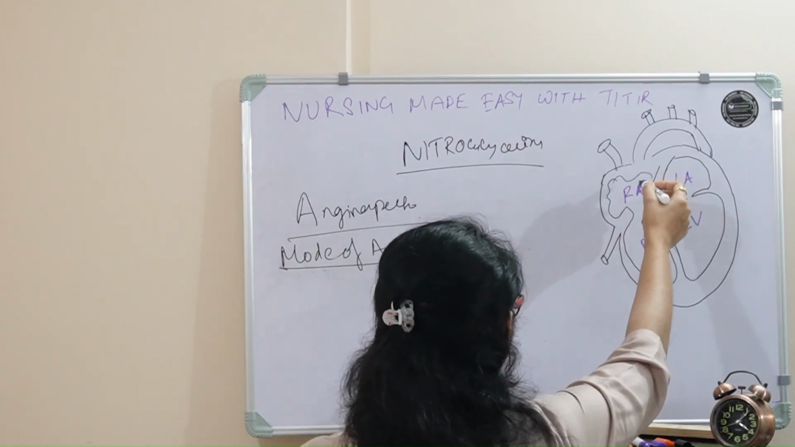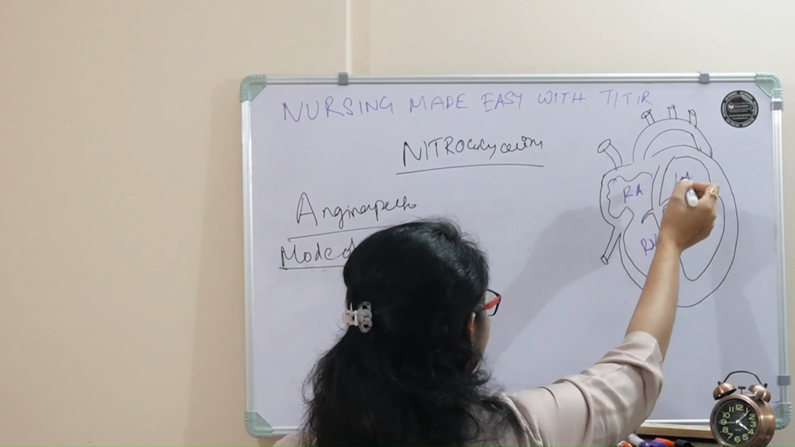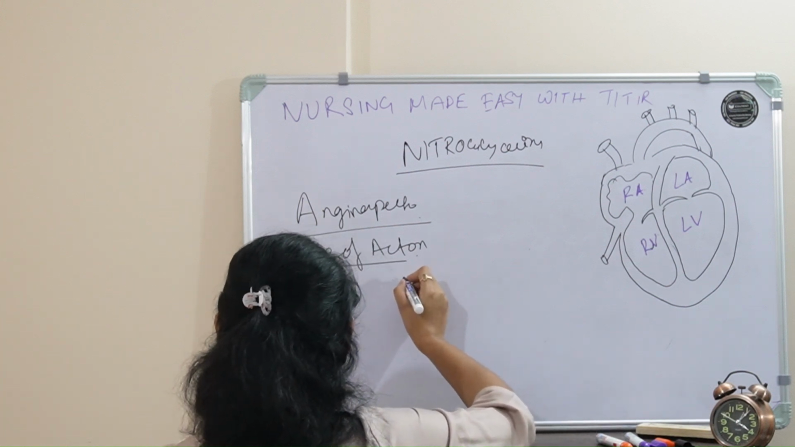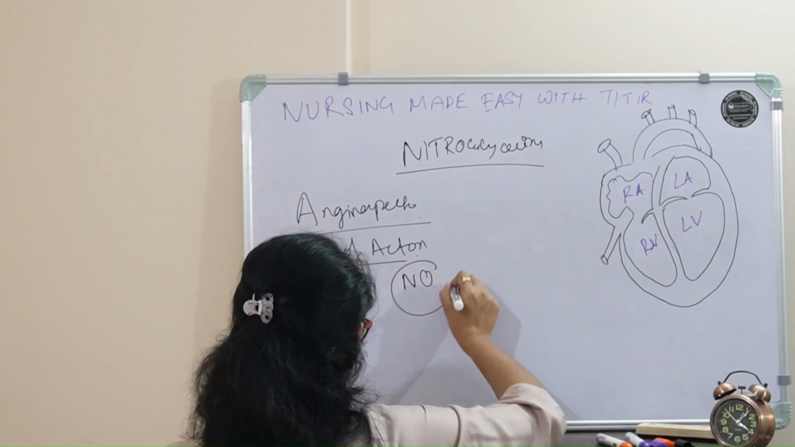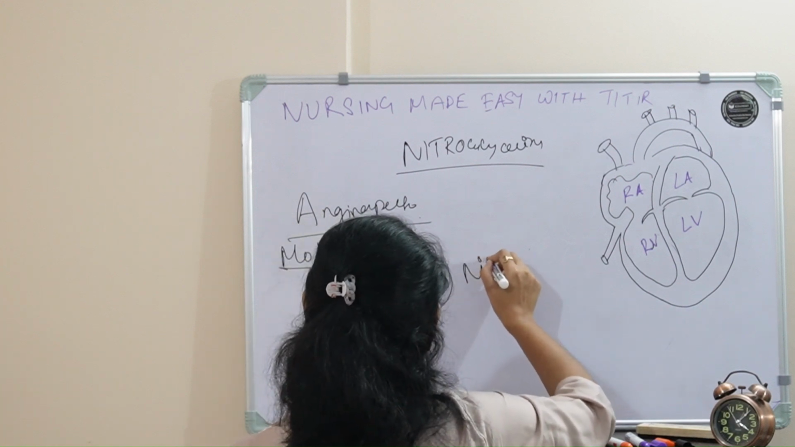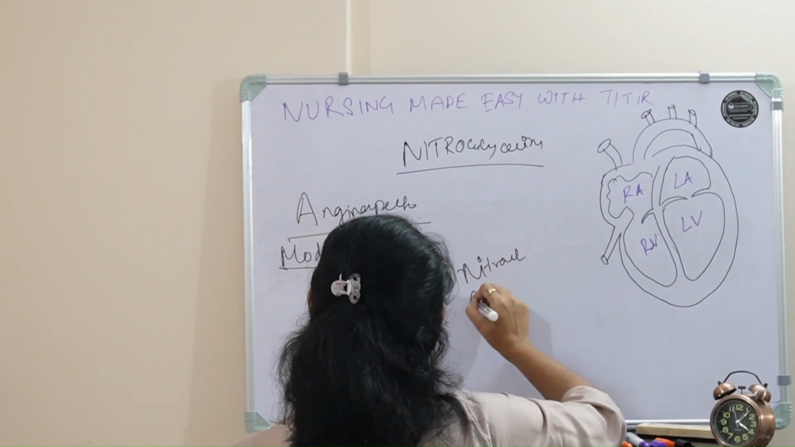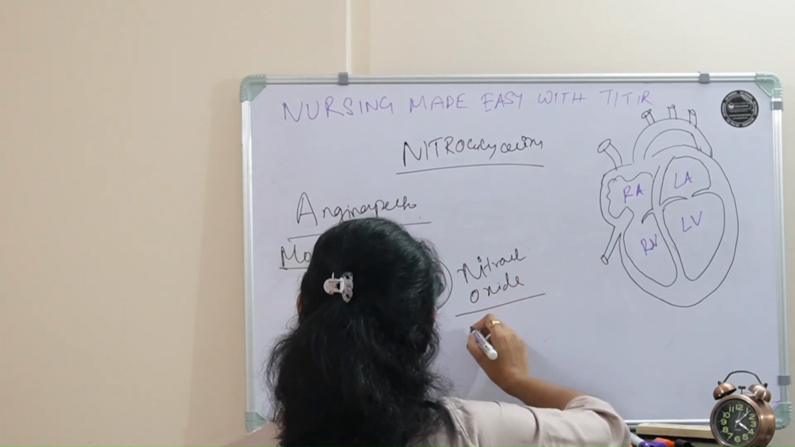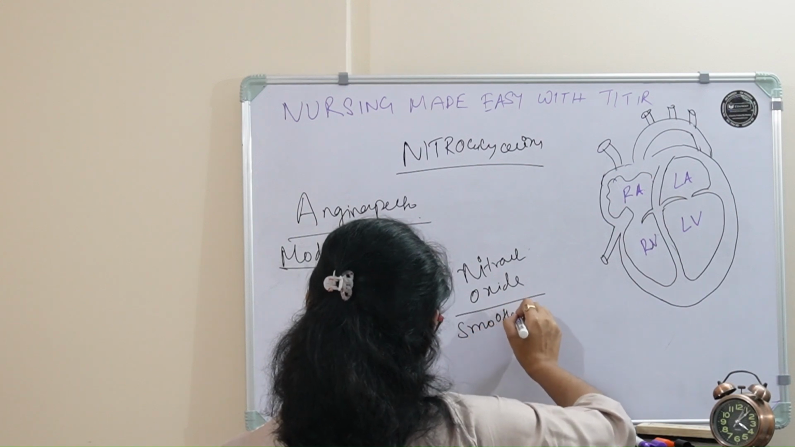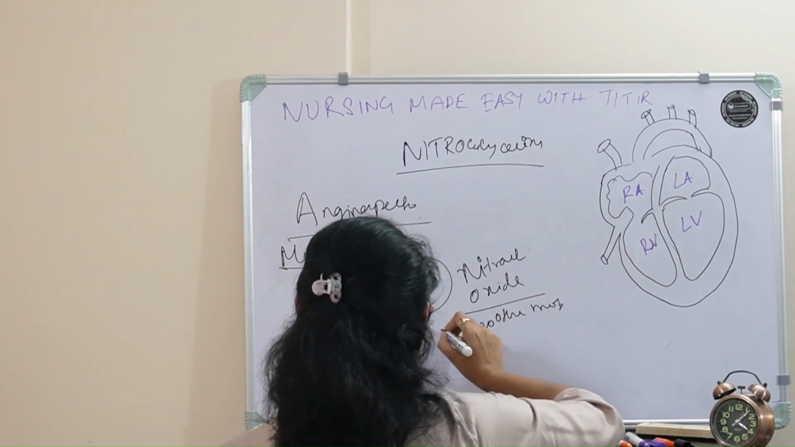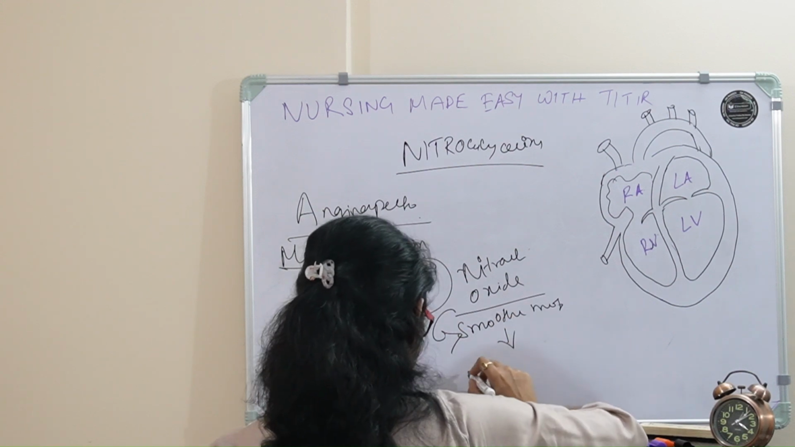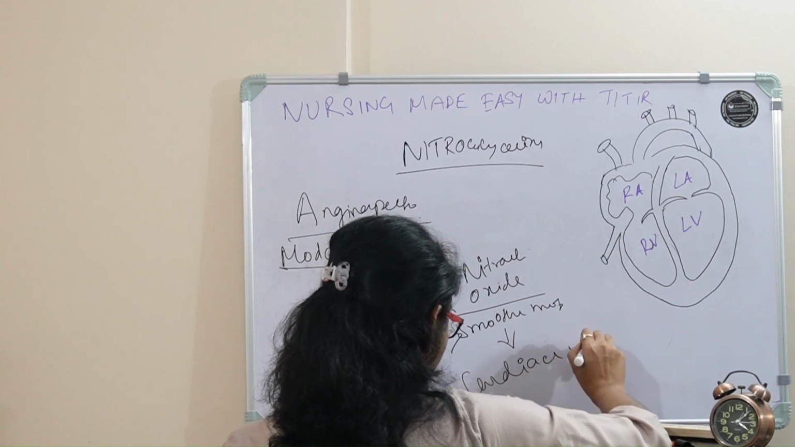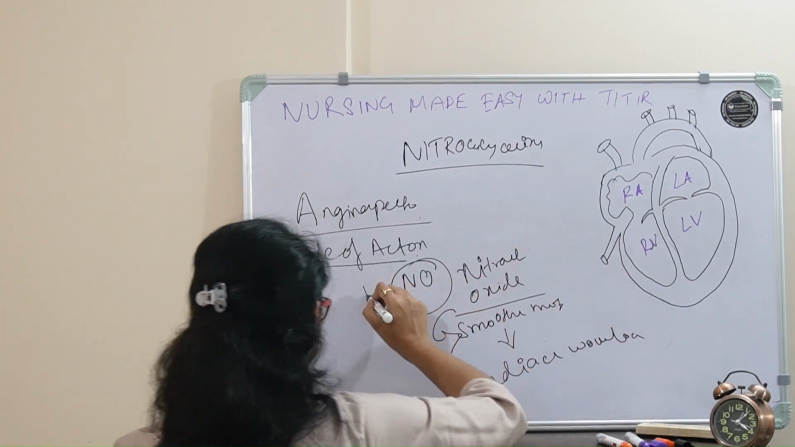This is our heart. This is right atrium, right ventricle, left atrium, left ventricle. So nitroglycerin medication converts to NO, nitric oxide. So it relaxes the heart muscles, smooth muscles especially. So that's how it helps reduce the cardiac workload. This is the first point.